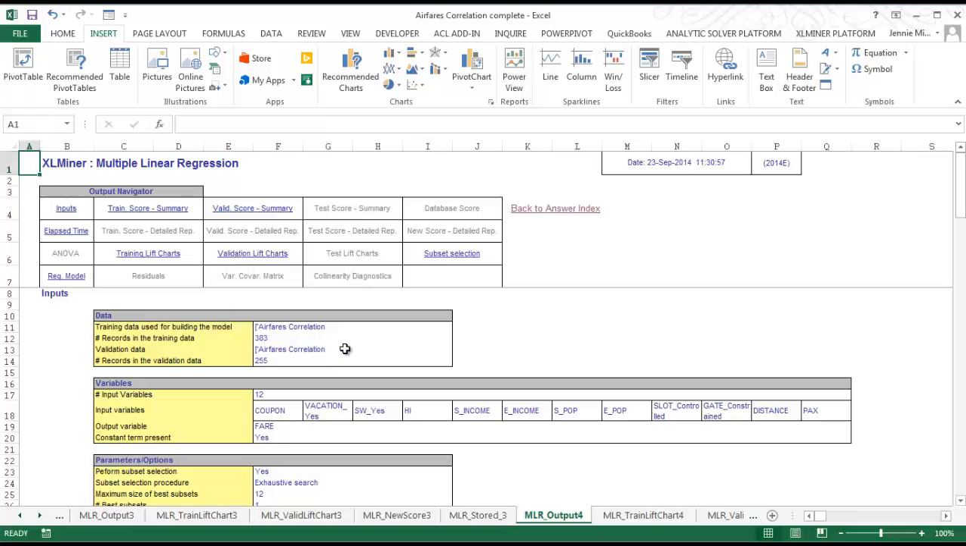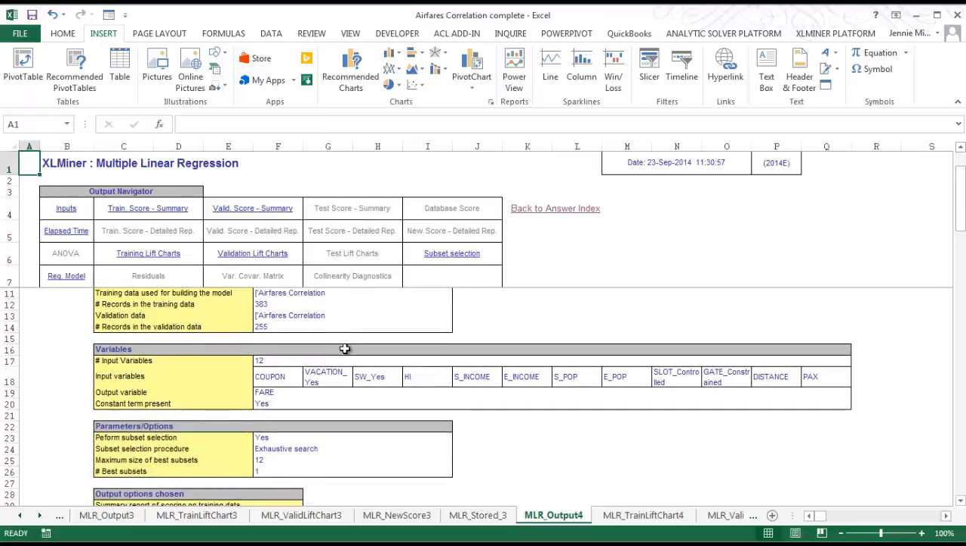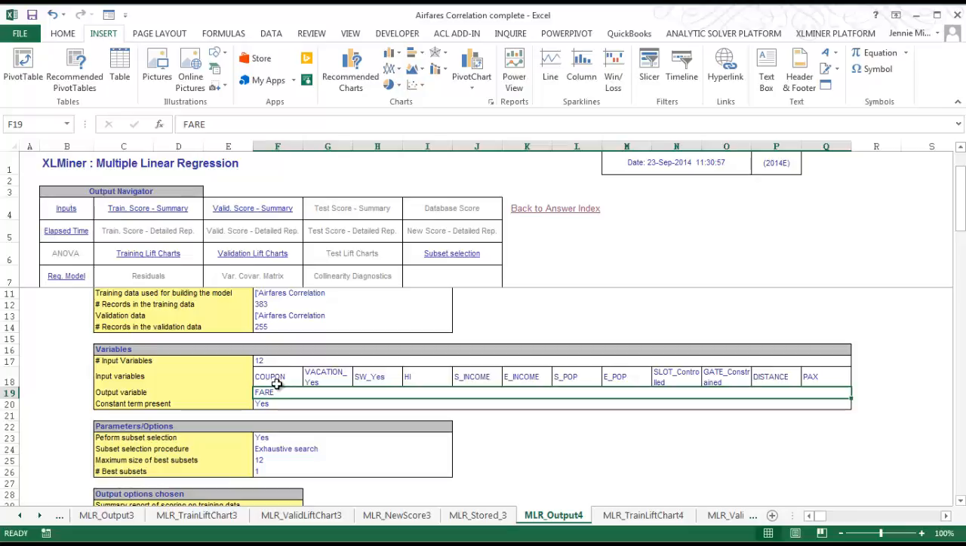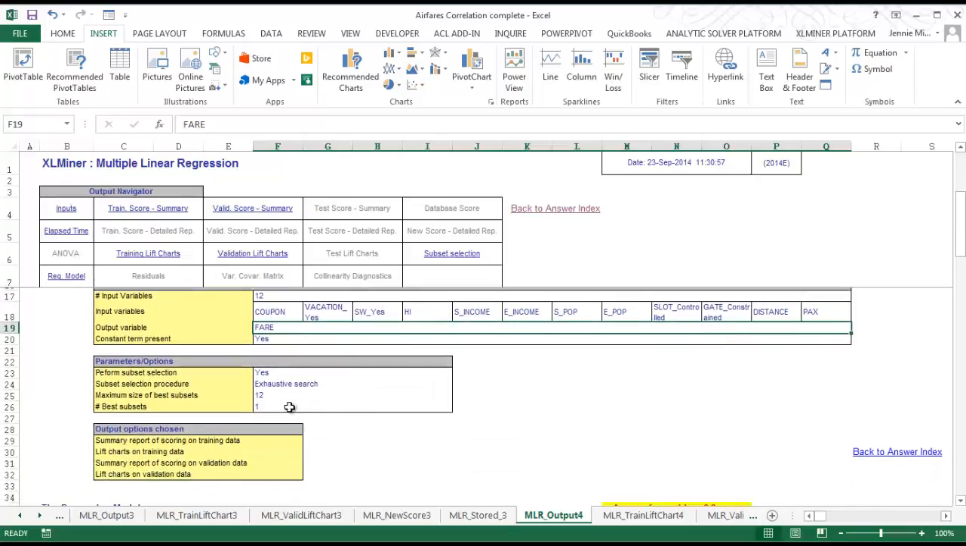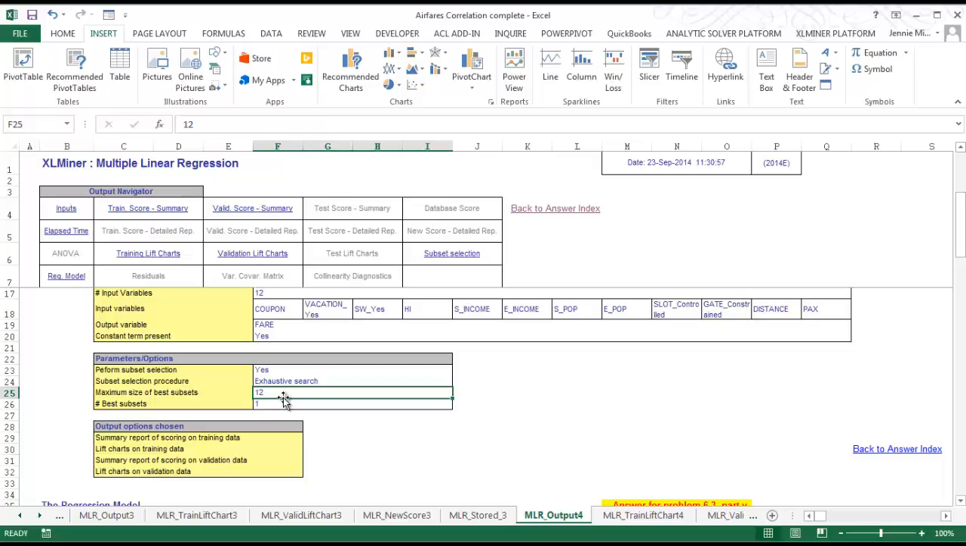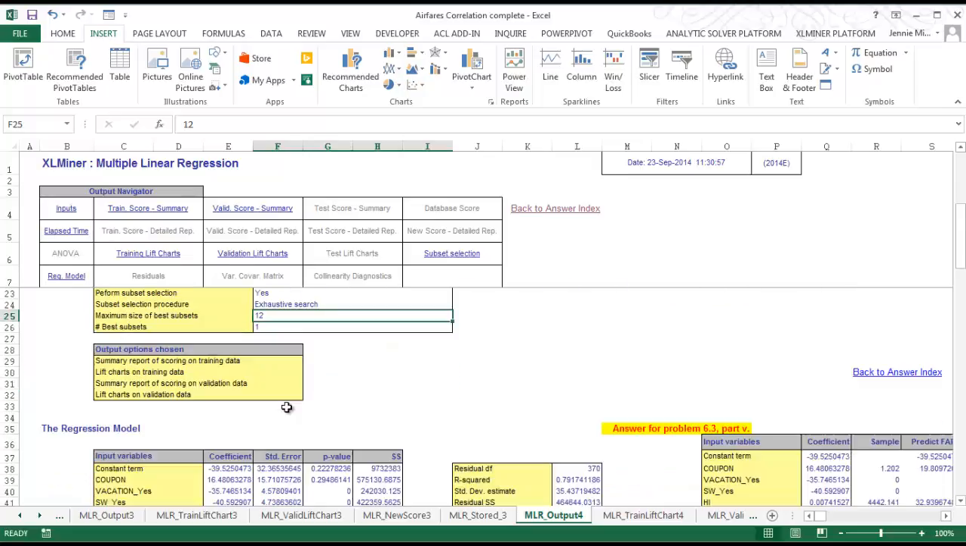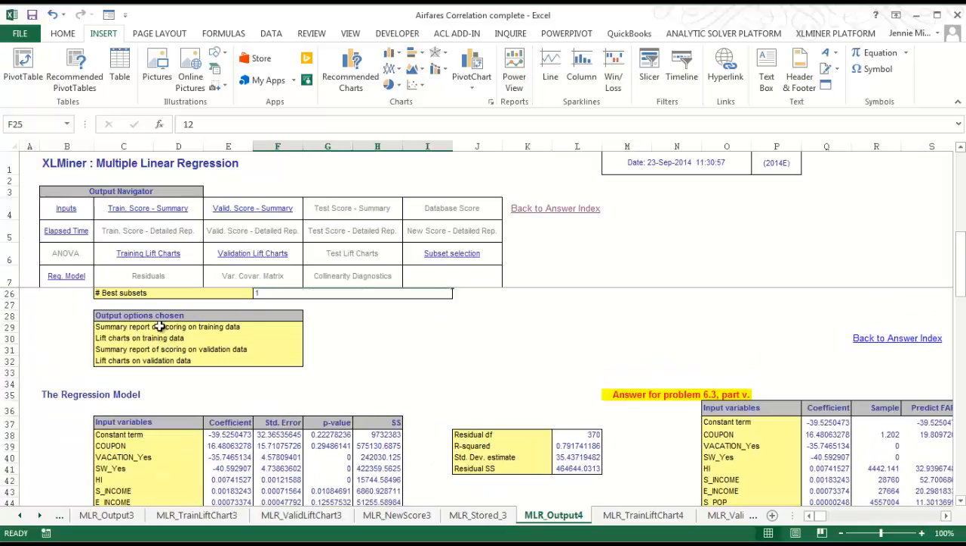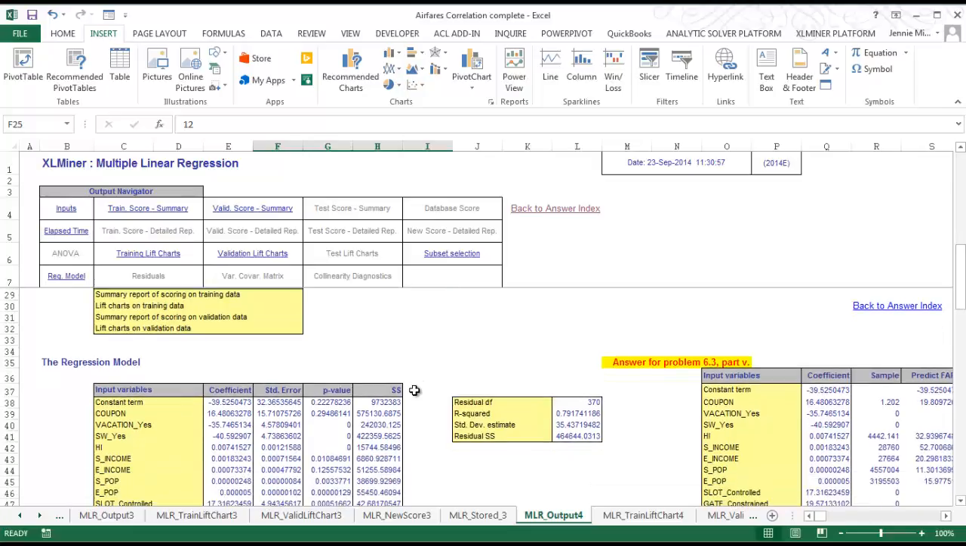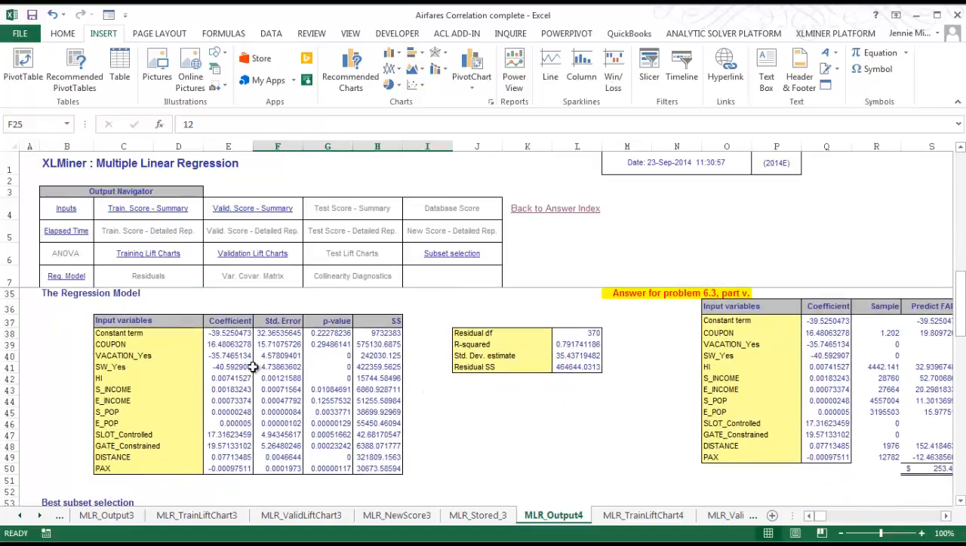And then this tells us all the things that we did down here, so that we see that our output variable will be fare, and all of these are input variables. This was our best subset of 12, and then you'll see here these were the output options that I chose when I did the multiple linear regression. You can also choose lift charts. If you didn't do it the first time, you can go back and redo it. You'll just have to make sure you know which of your final outputs is the one you want to use. Now what happens down here, this is the regression model.